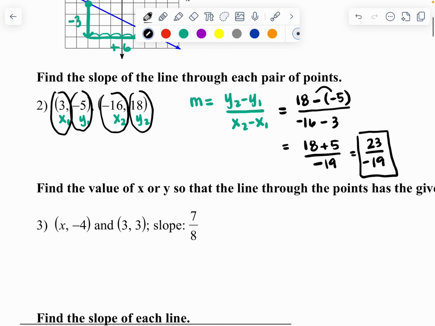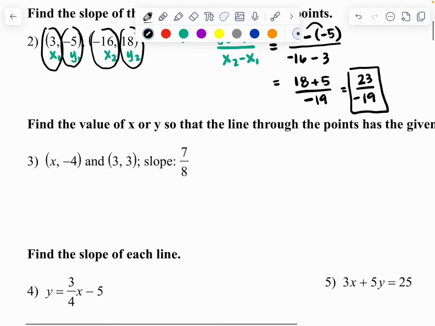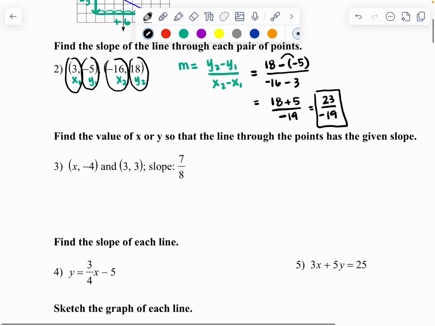Okay. Number 3, find the value of x or y so that the line through the points has the given slope. Okay, so in this case it says x or y. So I'm looking for x this time. If they give you a y value that you're looking for, it's going to be the same idea. So please don't panic if they ask for y.